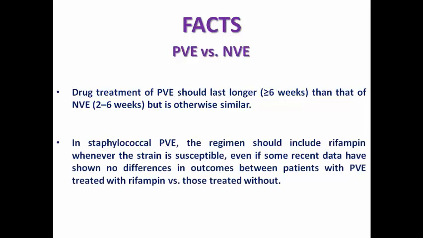For example, in staphylococcal prosthetic valve endocarditis, the regimen should include rifampicin whenever the strain is susceptible. Some data may show that there is no difference in the outcomes between patients with prosthetic valve treated with rifampicin versus those treated without, but still rifampicin is a cornerstone for prosthetic valve endocarditis, especially caused by staphylococci.